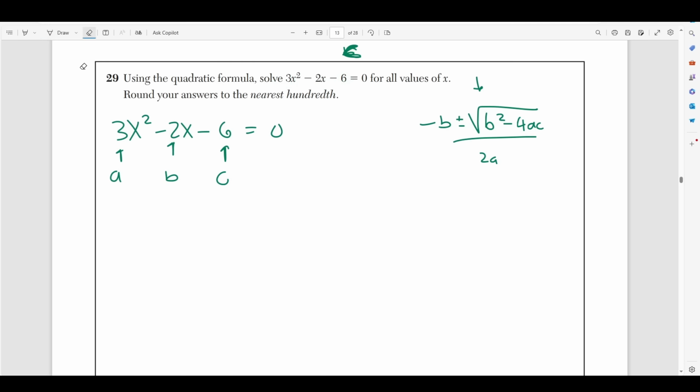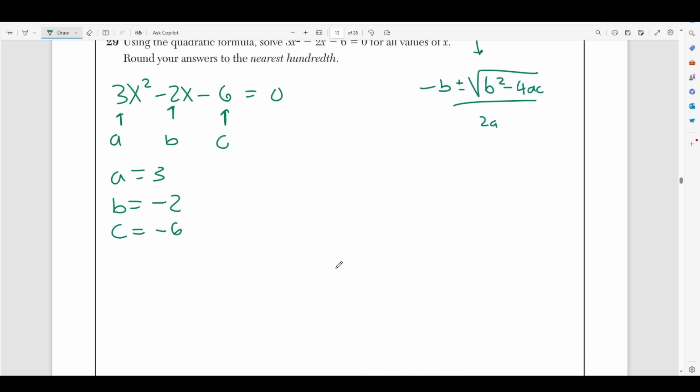Okay, cool. So knowing this, what are our A, B, and C? Well, we know that our A has to equal 3. Our B has to equal negative 2, and our C is equal to negative 6. Do not get confused. Always include the sign. If this was 3x squared plus 2x, then your B would be 2. But because it's 3x squared minus 2x, your B is minus 2. So always include the sign with your variables A, B, and C.